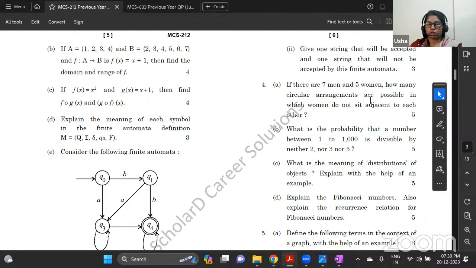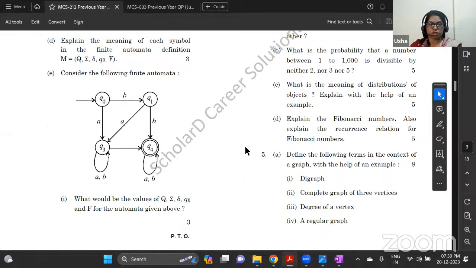You know how to solve these permutation and probability based questions?